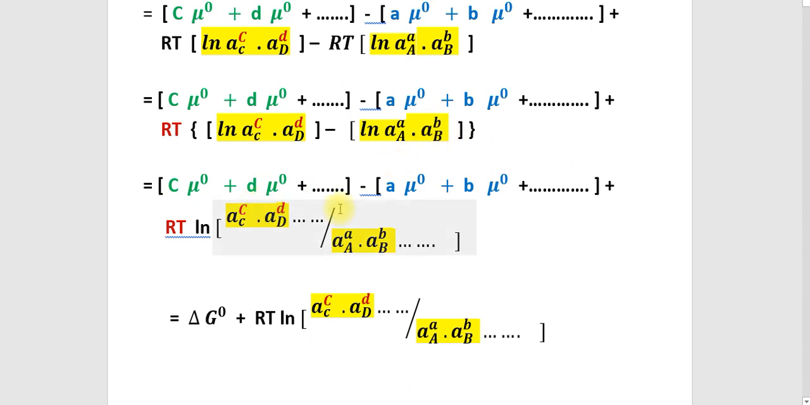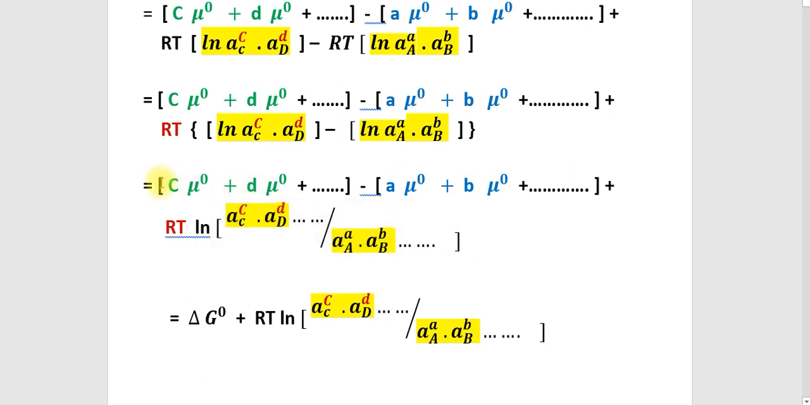Okay, ഇതിനകത്ത് എനിക്ക് എന്ത് കിട്ടി? നമുക്ക് ln AC raised to C into AD raised to D minus ln A raised to A into AB raised to B. എന്നാൽ log A minus B എന്ന് പറയുന്നത് that is a log A by B. ഓക്കെ, അതാണ് ഇവിടെ സബ്സ്റ്റിറ്റ്യൂട്ട് ചെയ്തിട്ടുള്ളത്. RT ln AC raised to C into AD raised to D divided by A raised to A into AB raised to B. That is log A minus log B is equal to log of A by B എന്നാക്കി എഴുതി.